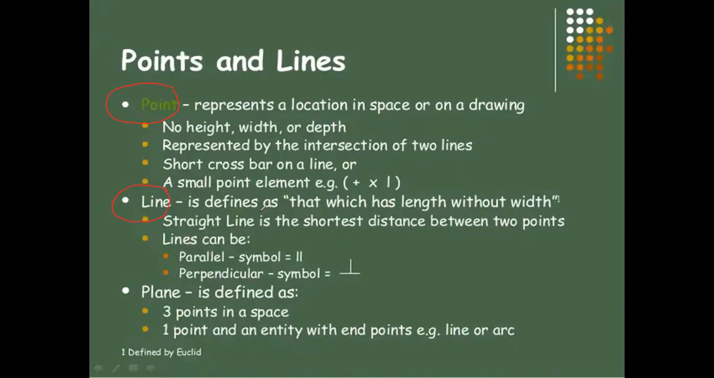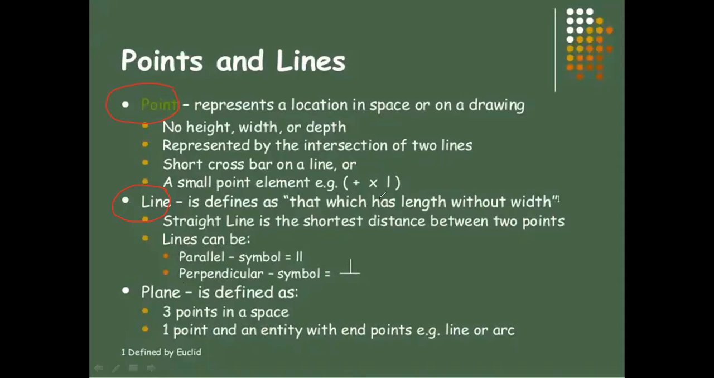A line is defined as that which has length without width. A straight line is the shortest distance between two points. Lines can be parallel, simple, and perpendicular. A line has no width, but it is the shortest distance between two points.